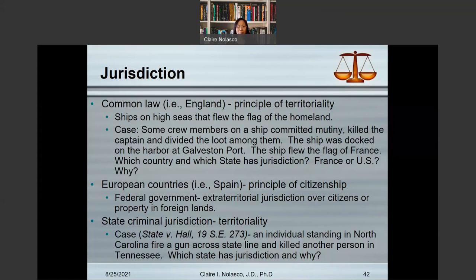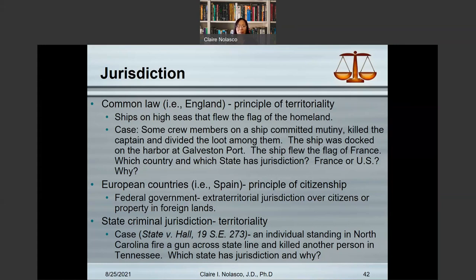What do you think? So think about it. The ship is a citizen of France. If it were on the high seas, any crime committed there would be subject to the territory of France. However, where was it docked? Galveston Port. Where is Galveston Port? Is it within the jurisdiction of any state? If it was within the jurisdiction of any state, then it would be subject to the laws of that state.